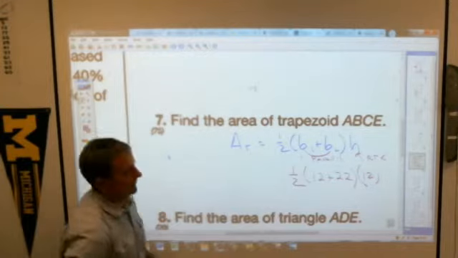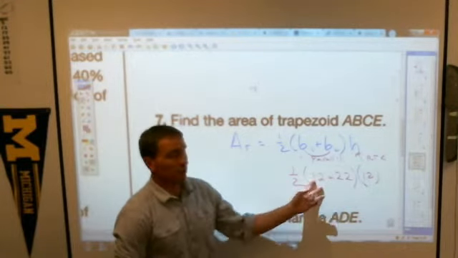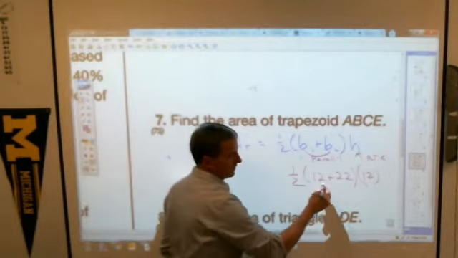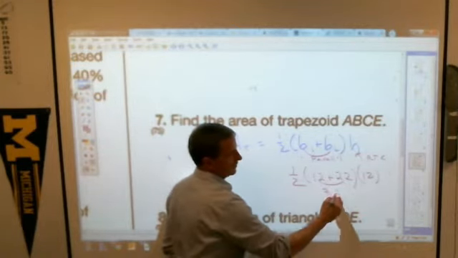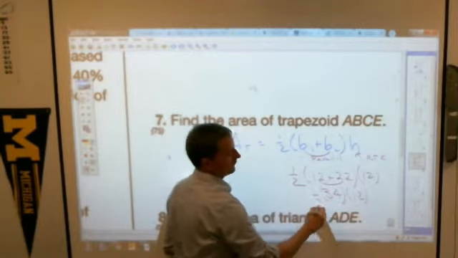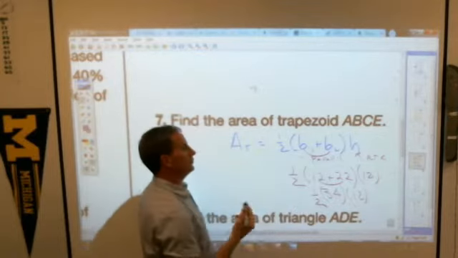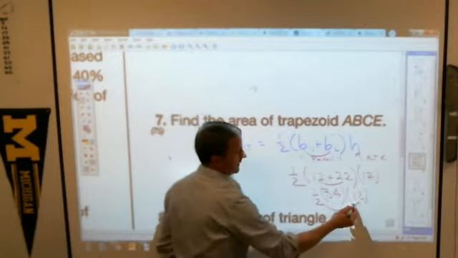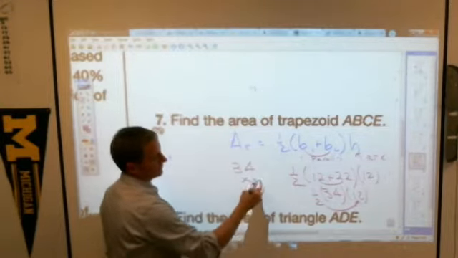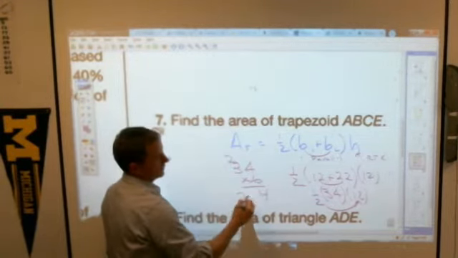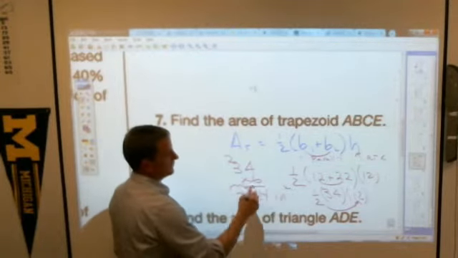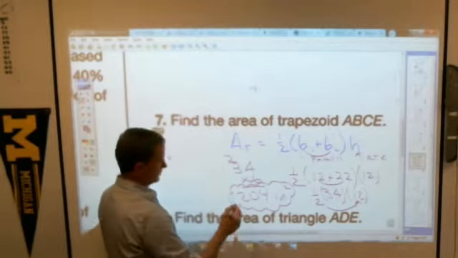Remember, you can't take half of just this 12, because this is in parentheses. You need to actually do that first. Parentheses get done before multiplication. 12 and 22 is 34. Now you can take half of whatever you like, or multiply 34 times 12. Do it in whatever order you want. I would take half of 12 and get 6, and then take 34 times 6. 204, inches squared, feet squared, whatever the units are.